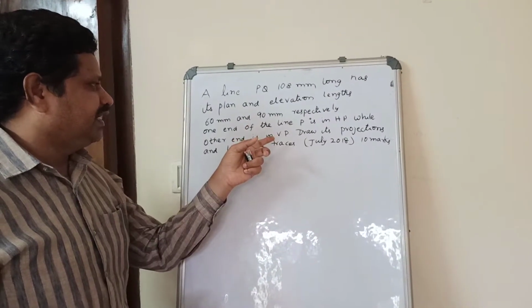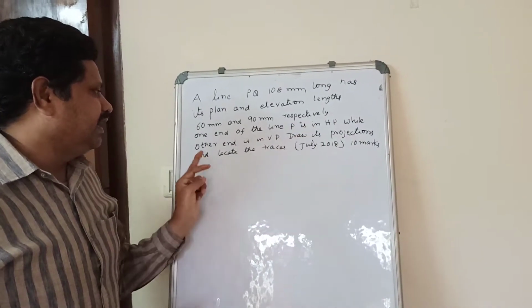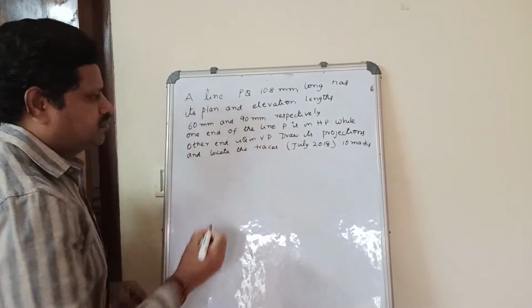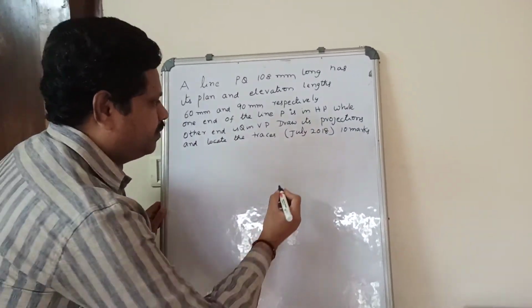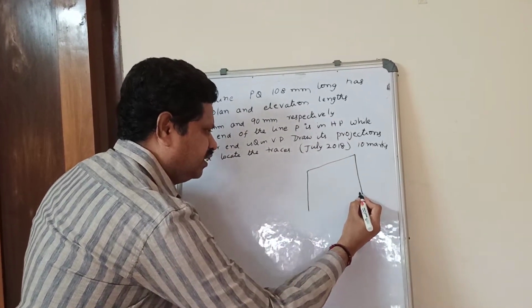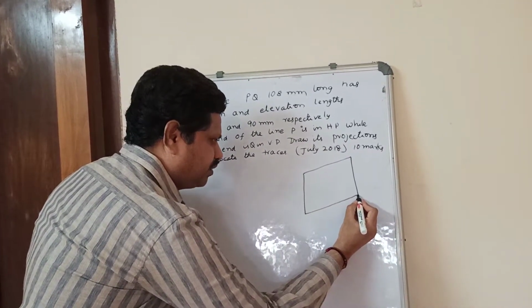So here what is given is that P is in HP and the other end Q is in VP. First we will draw it in three-dimensional view. I will make the solution very simple, so you need not think much. This is a typical problem.